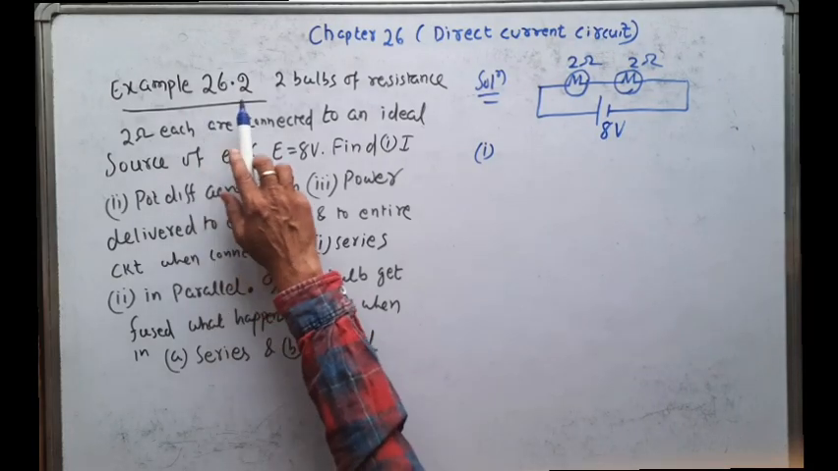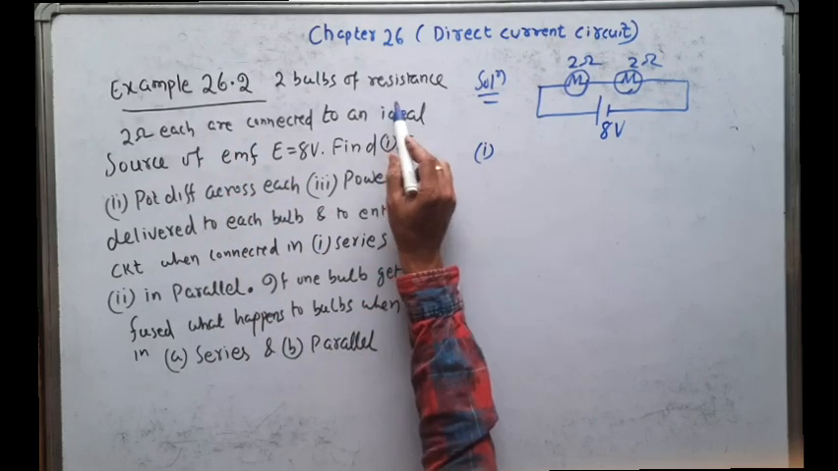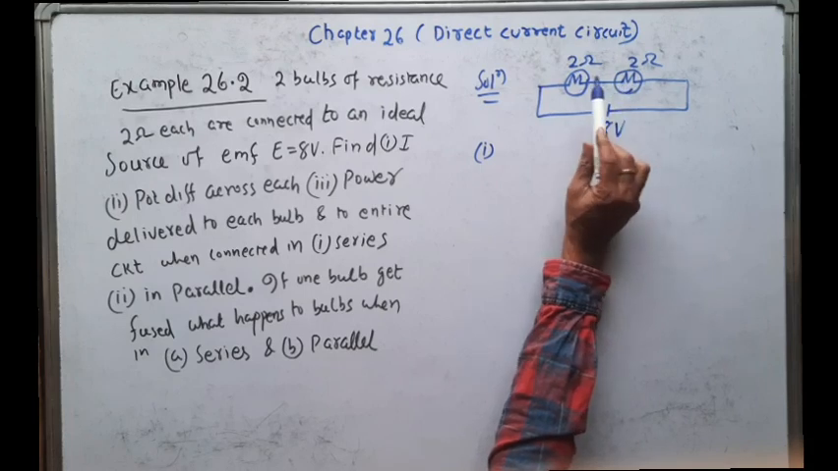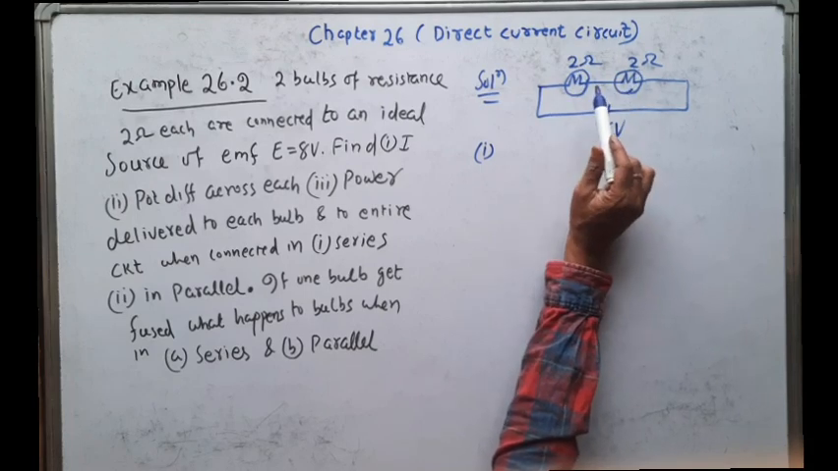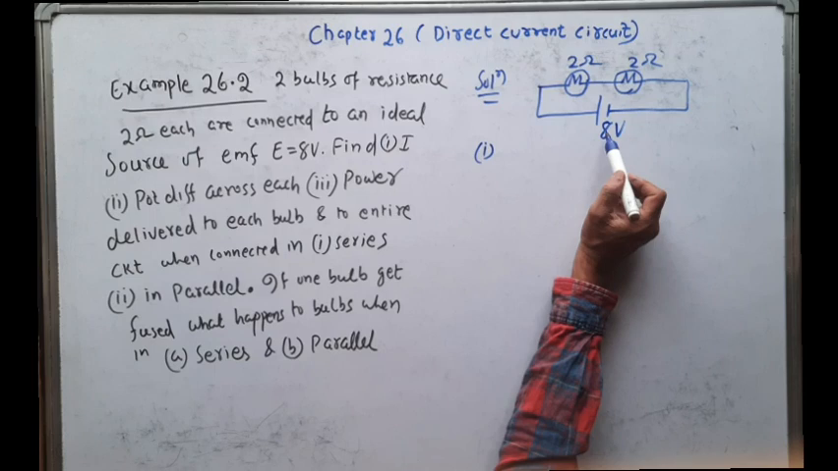solve example 26.2. Two bulbs of resistance 2 ohm each are connected to an ideal source of EMF 8 volt.